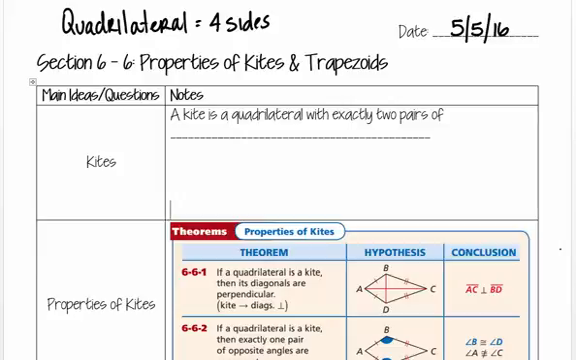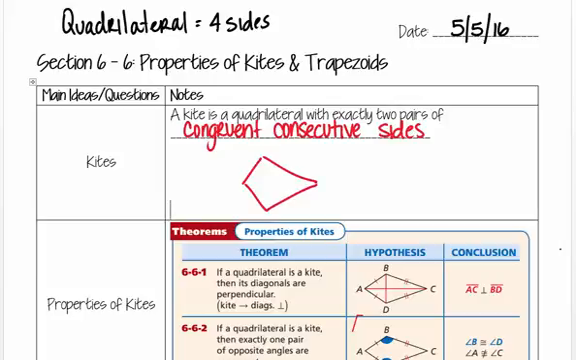So the first one we're going to talk about is a kite. A kite is a quadrilateral with exactly two pairs of congruent, consecutive sides. So when we draw a kite, it's kind of like a rhombus, but a little longer. And when we talk about congruent consecutive sides, this side and this side are the same, and this side and this side are the same. So rather than being opposite, they're the ones right next to each other.